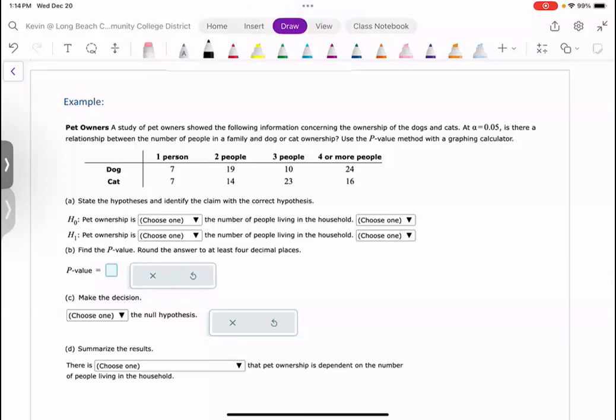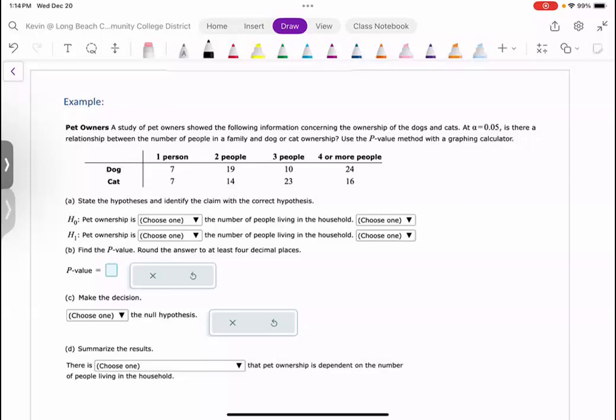So before we get to the matrix and all that, let's do our null hypothesis. Let's read the question. A study of pet owners showed the following information concerning the ownership of dogs and cats. At alpha equals 0.05, is there a relationship between the number of people in a family and dog or cat ownership? Okay, so we can see that if there's one person in a family, how many of them had a dog, how many of them had a cat, and so on.